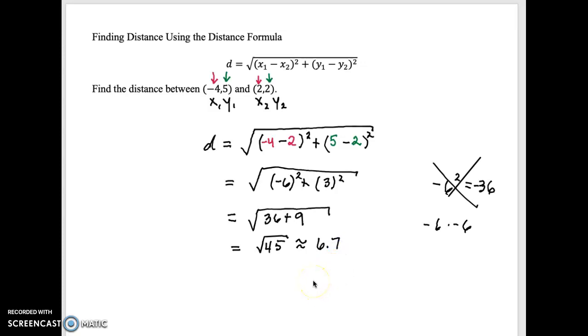Or you might be asked to simplify that square root, simplify the radical. That's where we would try to find the biggest square root that divides into 45. That happens to be 9, so we could break up 45 into 9 times 5. So root 9 times root 5. And we know root 9 is 3. So we could make this 3 root 5. So this is the rounded version. This is the precise version.